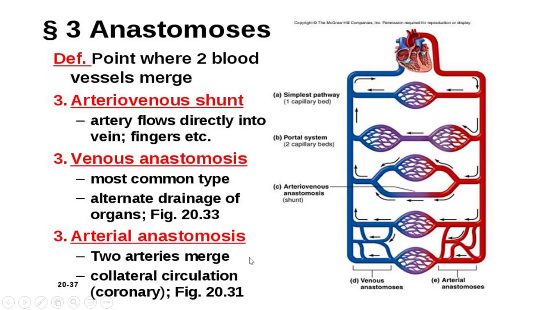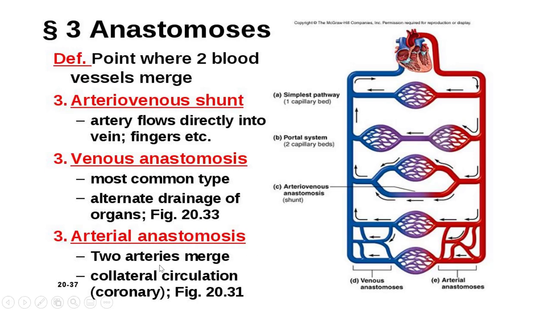Anastomosis is the point where two blood vessels merge. Now, anastomosis, for the most part among humans, has helped us in delivering blood to the vital organs. And there are many different types of anastomosis.